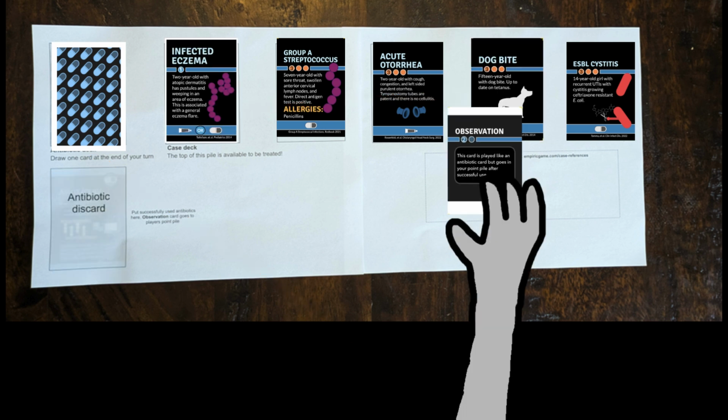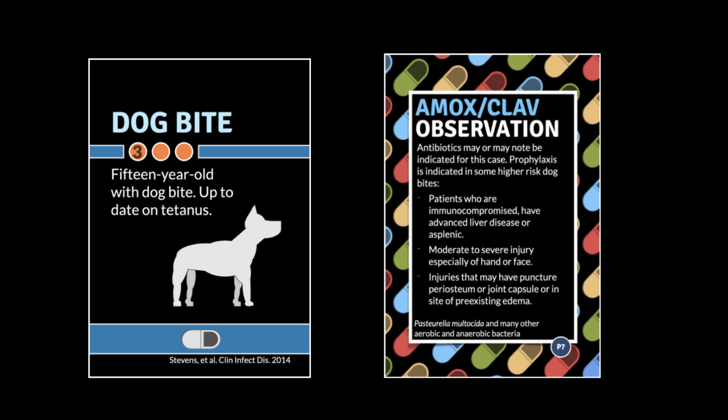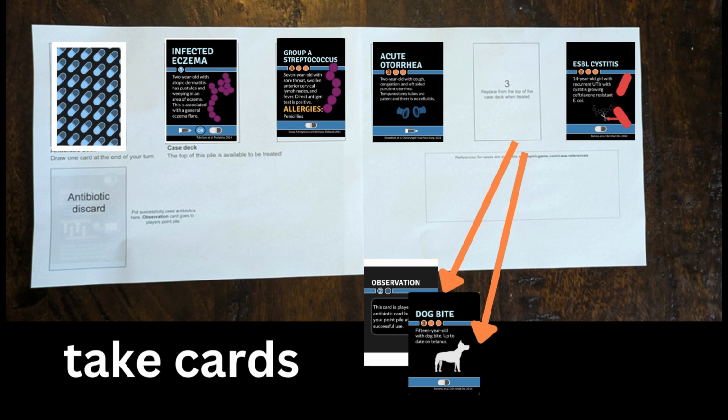Now let's imagine something else happened here. What if that player instead had used that observation card? What would have happened? Well, that was a correct choice, again, just like amoxiclav, but that observation card is special. So instead of going to the discard pile like amoxiclav does, the observation card goes to the point pile with the dog bite card. So this player's now scored 5 points off this case instead of scoring 3 points from treating it with amoxiclav. They will still draw a card regardless of what manner of treatment they did for this case.